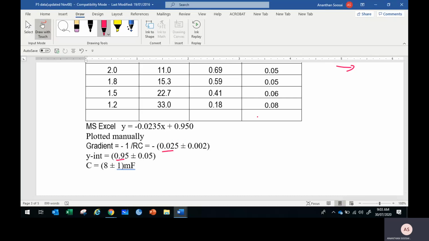Then what about the uncertainty? Do you subtract both? Yes, subtract both: gradient minus both, and that's the uncertainty. But the decimal places of the uncertainty must be the same as the actual value.